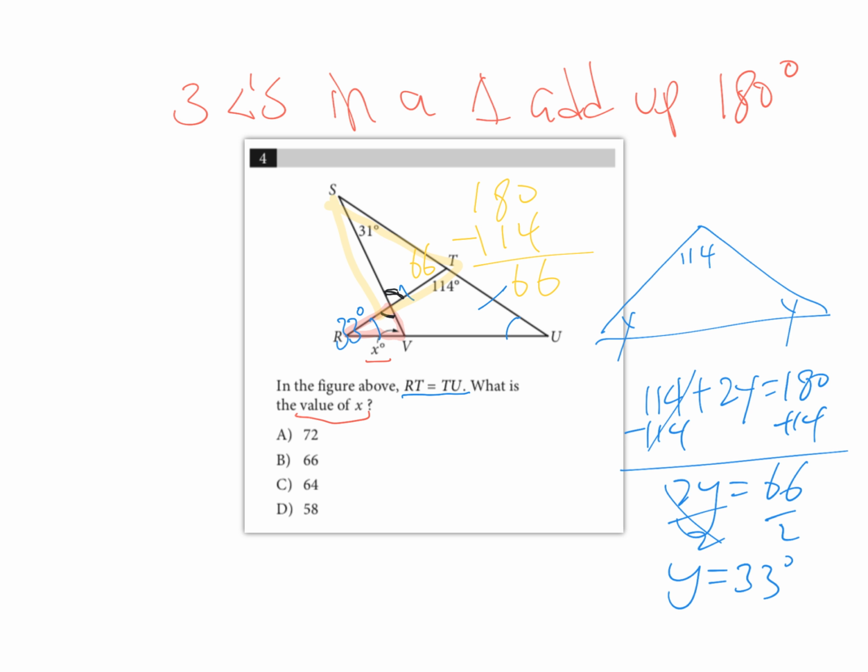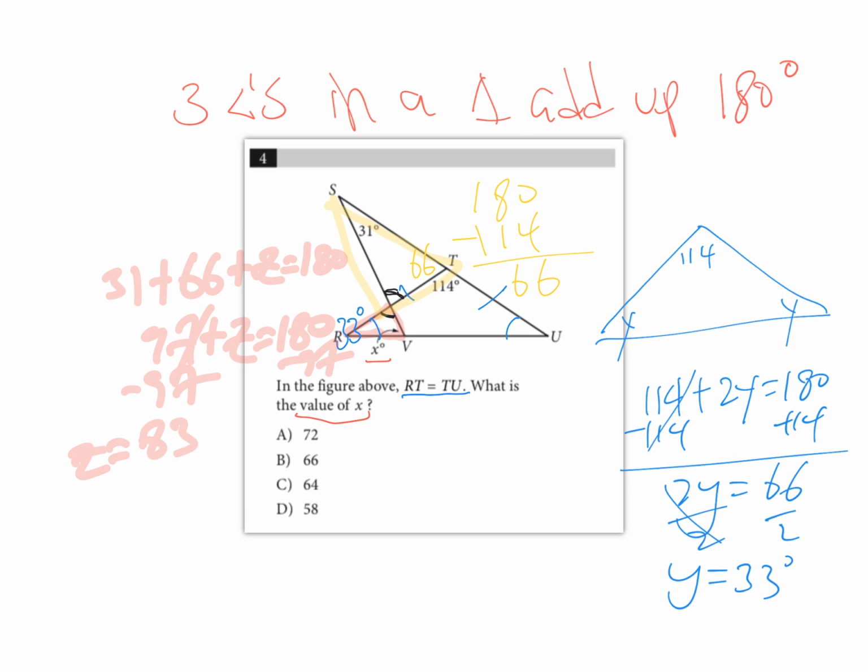So we know that 31 plus 66 plus something, let's call it Z this time, is going to be equal to 180. I know that 97 plus Z is equal to 180. Minus 97 to both sides. Z is gonna equal 83. So if this angle on top is 83, its vertical angle right below is gonna be 83.